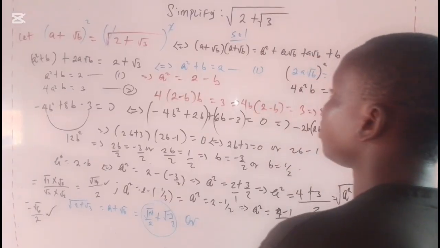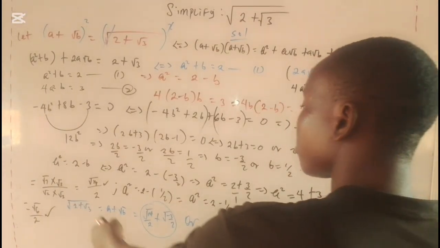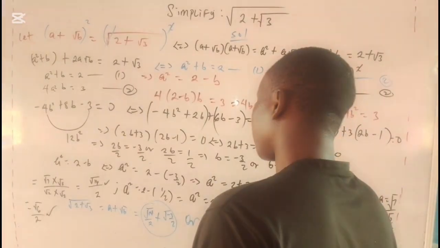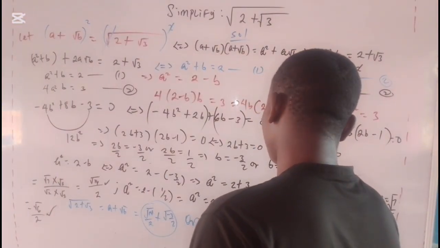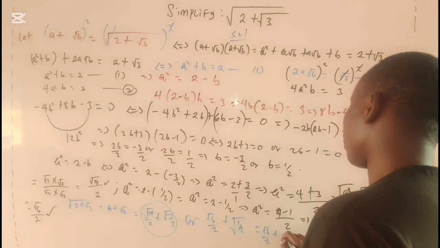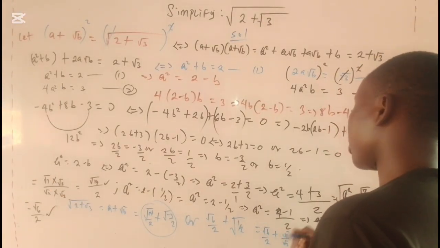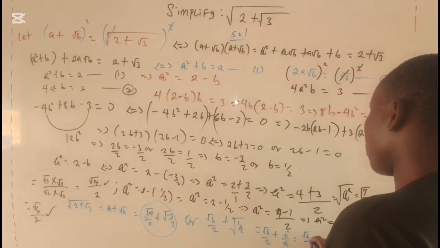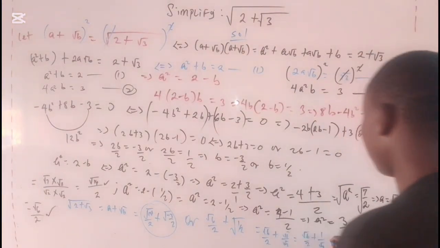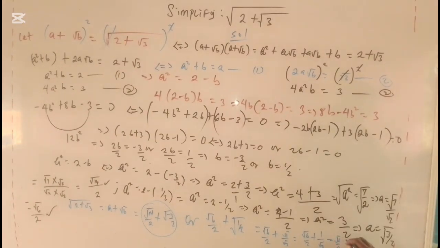Check the second one. So we have a plus root b. So the second value of a is root 6 over 2, then plus square root of b, the second value of b, which is 1 over 2. So this means we have square root of 6 over 2 plus square root of 1 over square root of 2. And don't forget square root of 1 is 1. So we have root 6 over 2 plus 1 over root 2. Okay, so if we rationalize this one, we're going to have root 6 over 2 plus root 2 over 2. And the LCM is 2, so you can factor out 1 over 2. So you have 1 over 2 into brackets root 6 plus root 2.